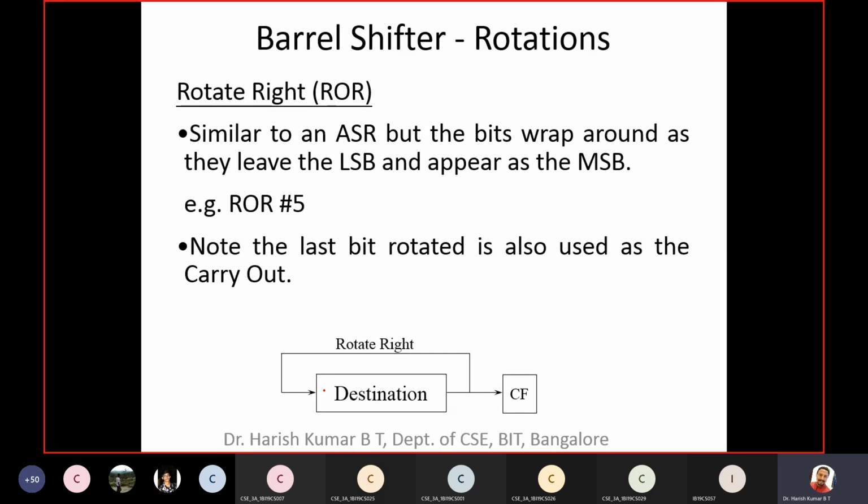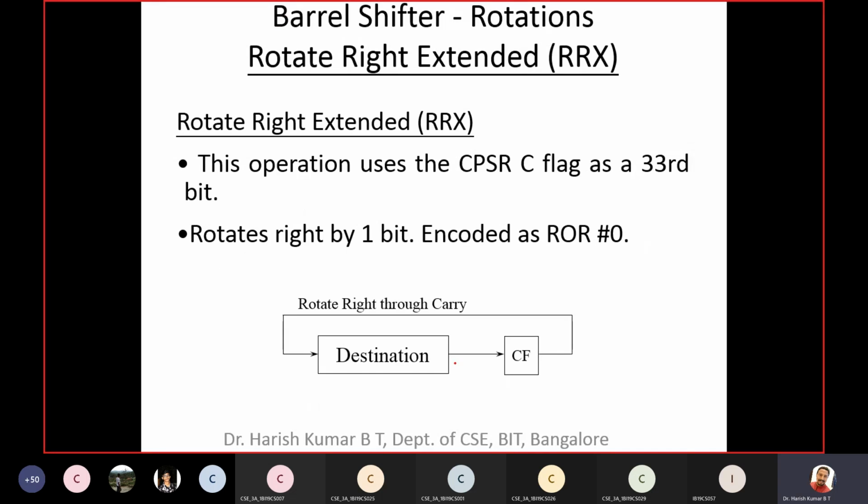So if you do this 2 times, the first time you're shifting right, the bit at the 0th position gets into the carry flag and comes and sits in the 31st position. With one more right rotate, the next bit at the LSB position goes to the carry flag, and a copy of that is sent back to the 31st. So it is something like a cycle, but a copy is also sent to the carry flag. Now, rotate right extended, RRX.